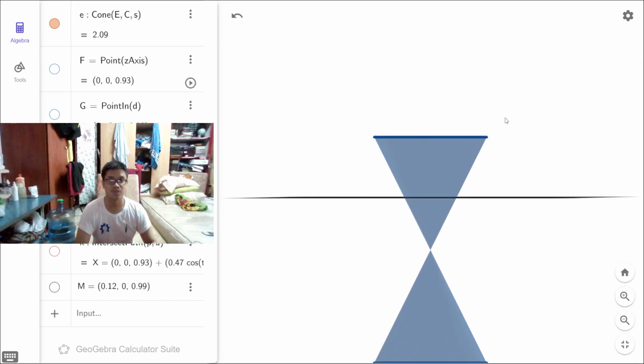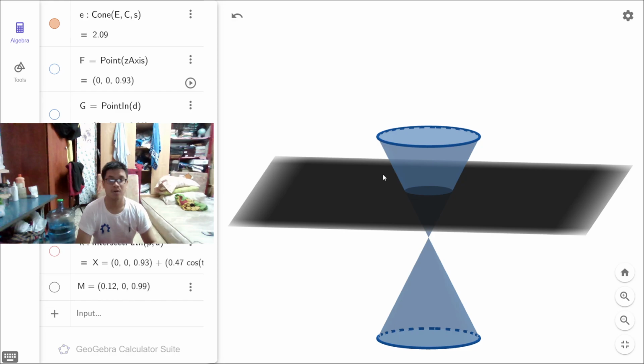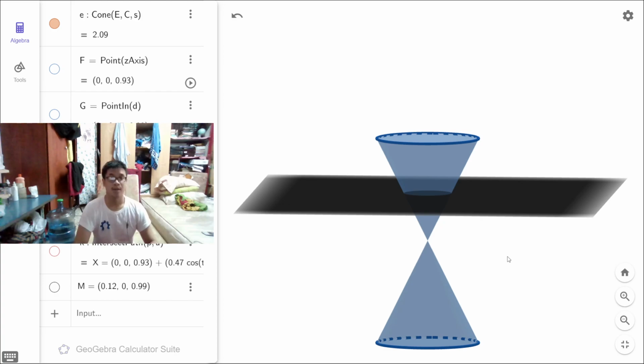Let me change its view. All right. You see, there are two circular cones. They're connected to each other actually. And it is called double because of it. And it is called right circular cone because the orientation of the cone itself is vertical. All right. So now let's have an experiment.